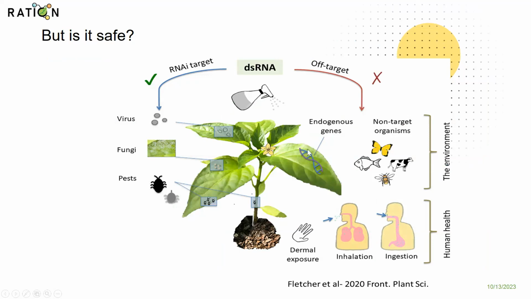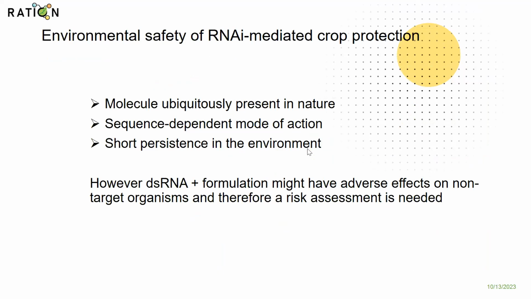Will it also target non-target organisms? To answer that, we have to look at RNAi. As I said, it is a natural process, and these molecules are ubiquitously present in nature. It also shows a highly sequence-specific mode of action and is quickly degraded in the environment. However, the double-strand RNA could be formulated either to enhance its stability in the environment, to protect it from degradation so that it lasts longer, or to enhance uptake by the pest.